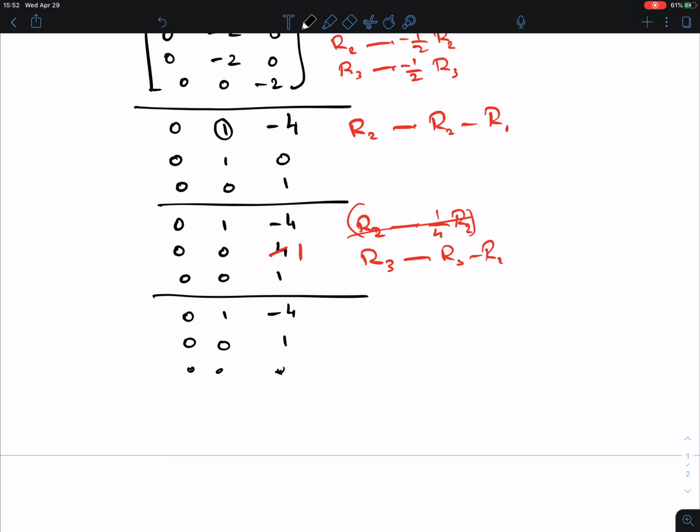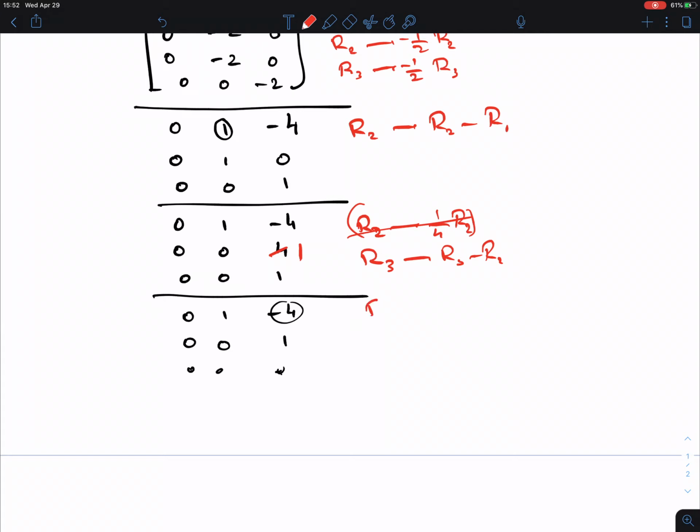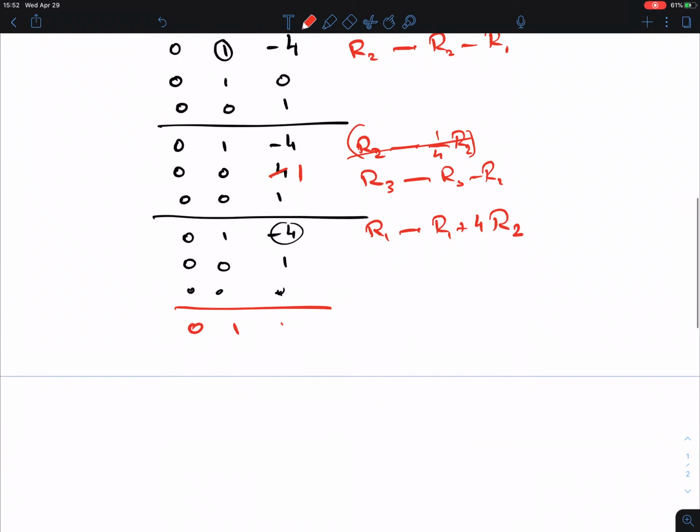Now we still need a 0 here because we have to be in row reduced form. The echelon, reduced echelon form, sorry, I keep saying this because that's what people normally call it, but the book calls it something else. Okay, so the operation we do is row 1 plus 4 times row 2. And this gives me 0, 1, 0, 0, 0, 1.